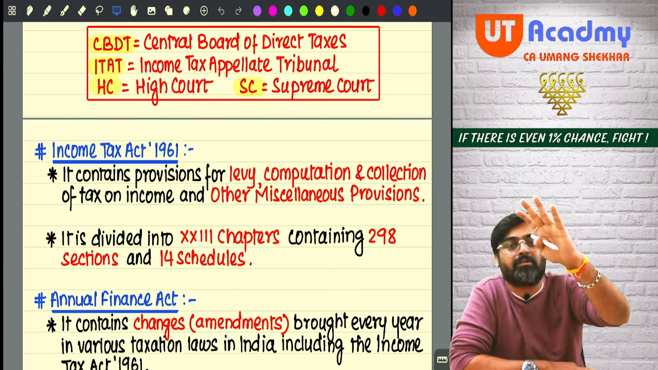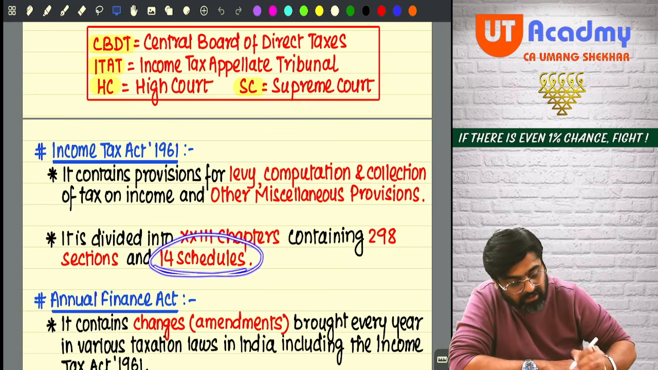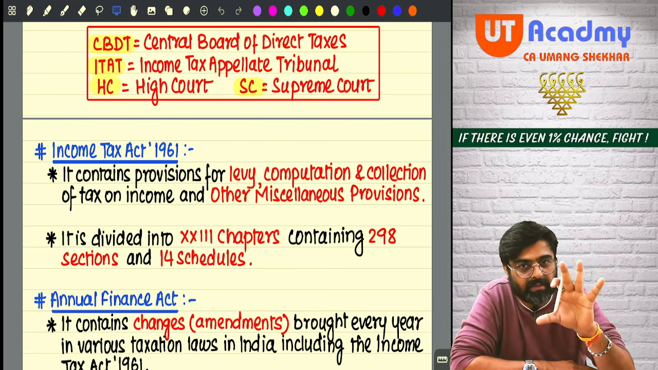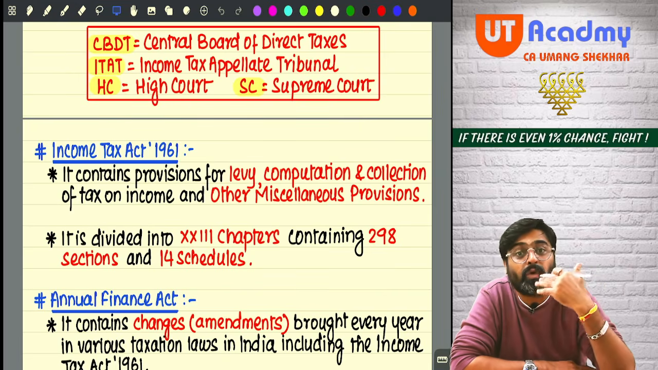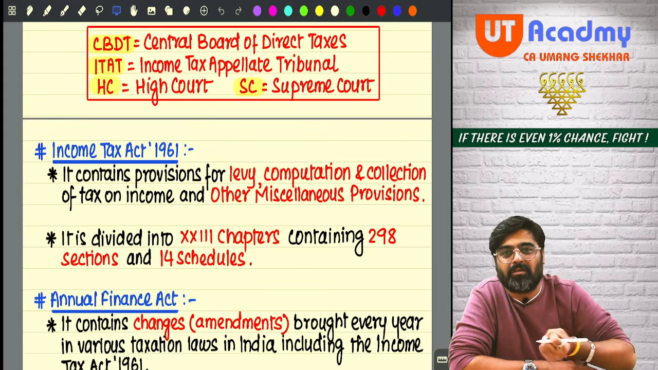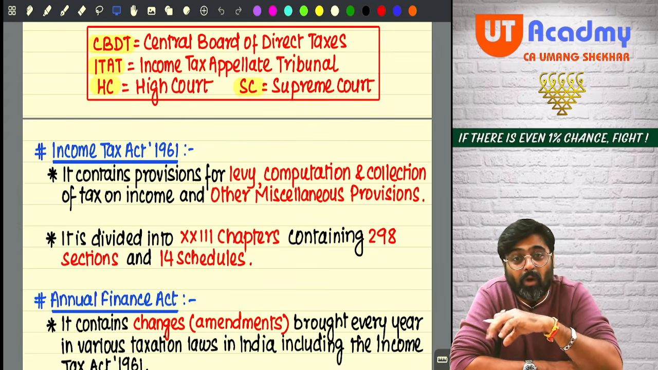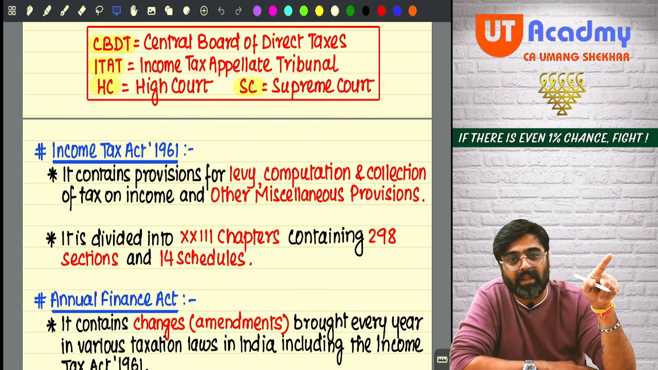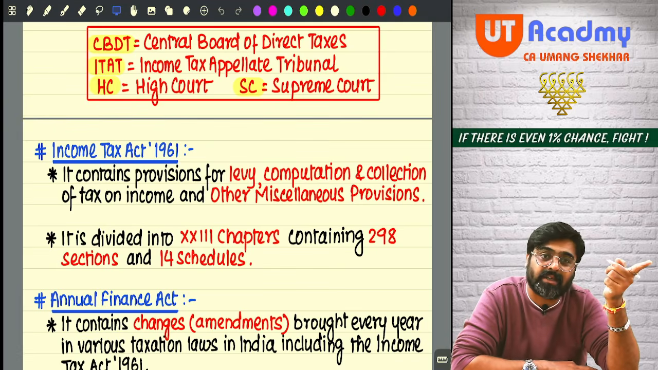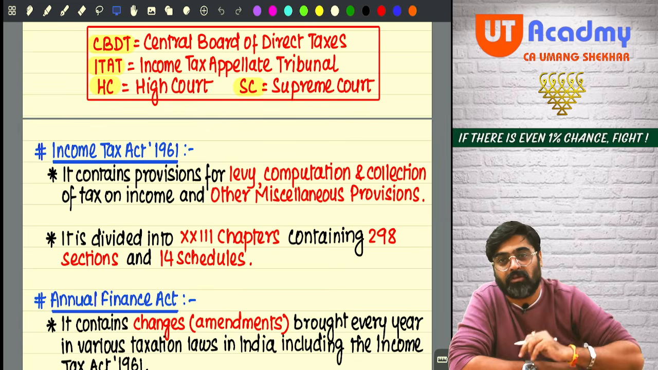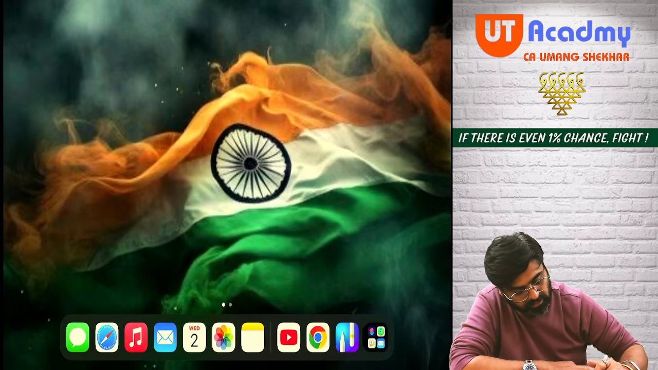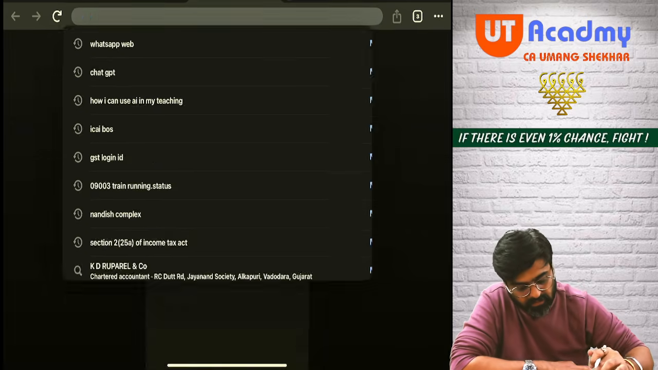So how many schedules are there in the Income Tax Act? There are 14 schedules. So if anyone asks you how the law you are studying, the Income Tax Act, is made and arranged, you should tell them that the law is divided into 23 chapters containing 298 sections having 14 schedules. Now I'll take you to the income tax website, and you will come to know.